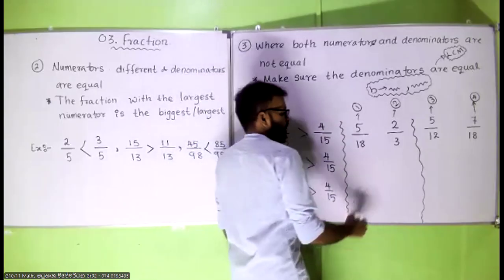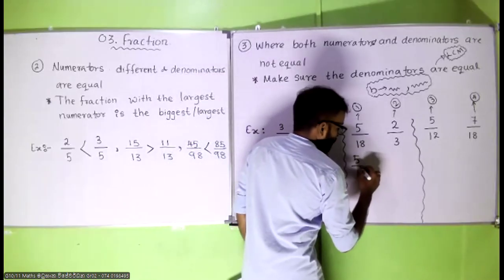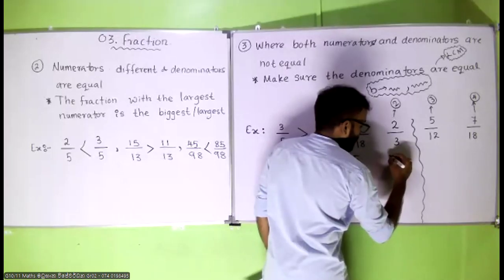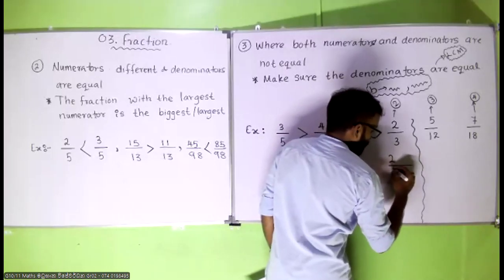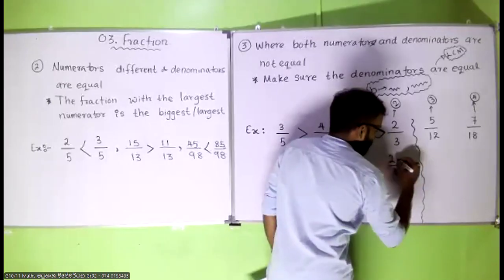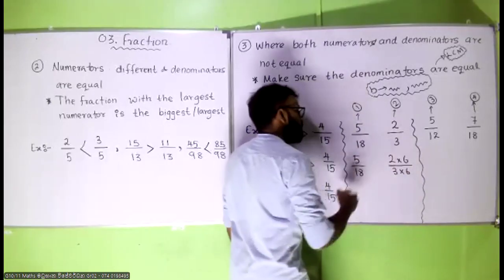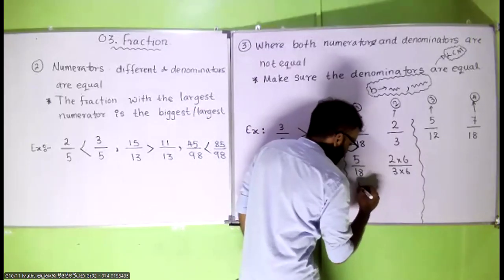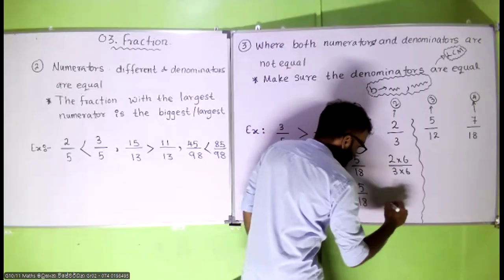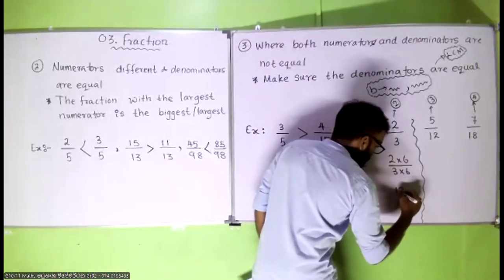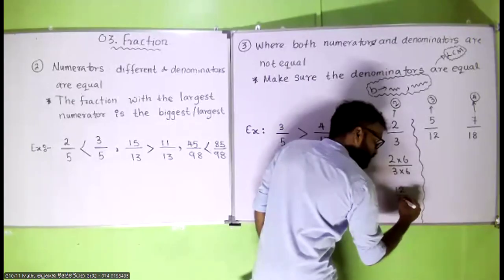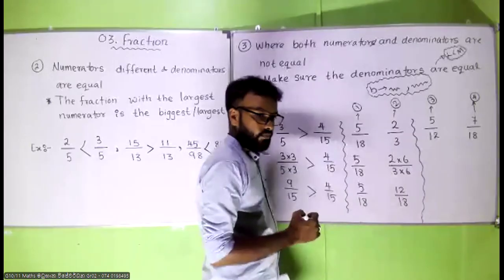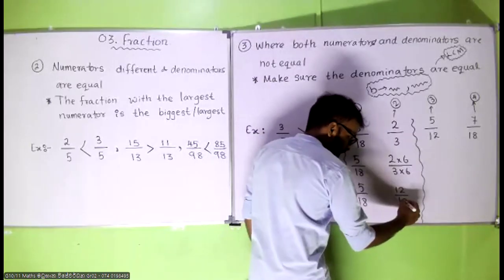So you need to do that. 5 upon 18. Here you have 2 upon 3. Just multiply both numerator and denominator by 6 so that you can have your equal denominators. 2 times 6, 12. 3 times 6, 18.